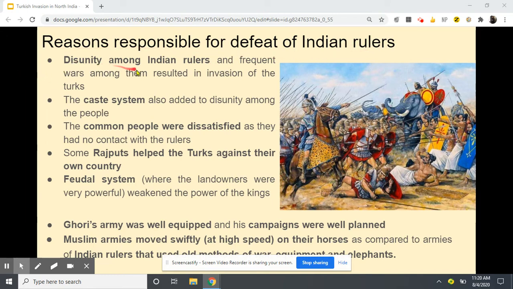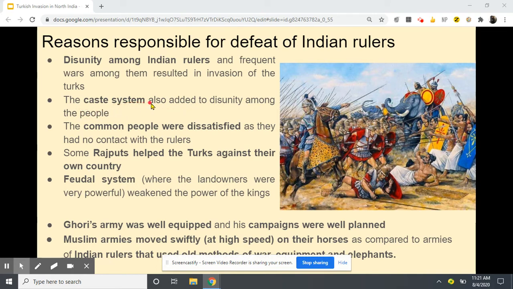First and foremost, disunity among Indian rulers and frequent wars among them resulted in the invasion of the Turks, which means there was disunity among the Indian rulers. They were constantly fighting amongst themselves. All their energy, all their manpower, all their resources were being used in fighting amongst themselves. So they could not pay attention at the borders. They were not bothered what was happening at the borders, and as a result, Turks were easily able to enter into our country.